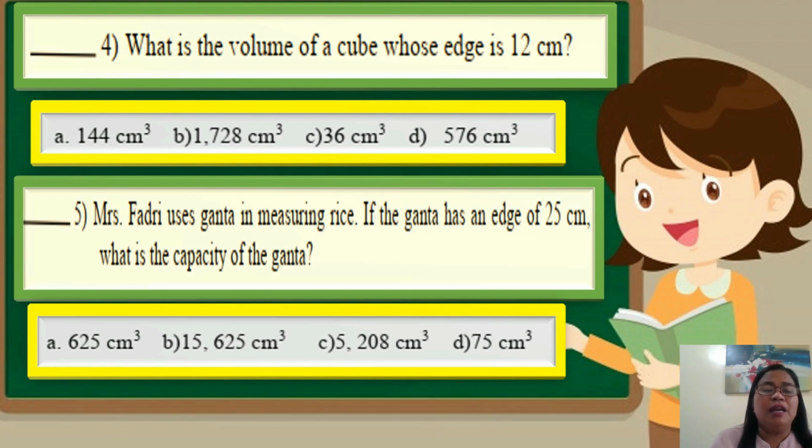Now, let's try to check your answer. What do you think is the answer for number 4? Very good. The answer is letter B. It's 1,728 cubic centimeters. How about for number 5? What do you think is the answer? Yes, you're right. The answer is 15,625 cubic centimeters.